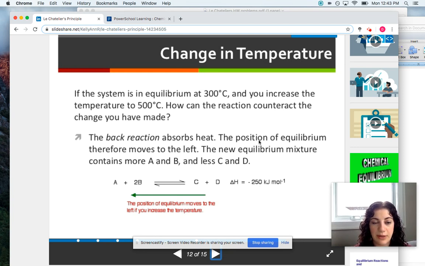The position of equilibrium therefore moves to the left. The new equilibrium contains more A and B and less C and D. So think of it almost like the heat or the temperature is another reactant or product. In this case, it's a product. So if you have more of it, you're going to want to go this way to the left.